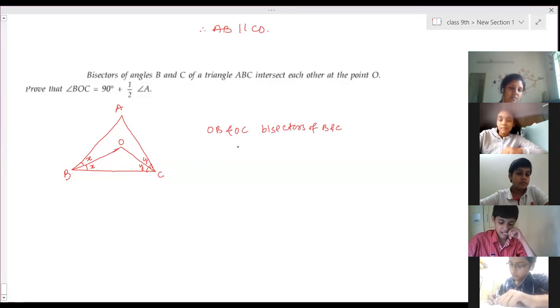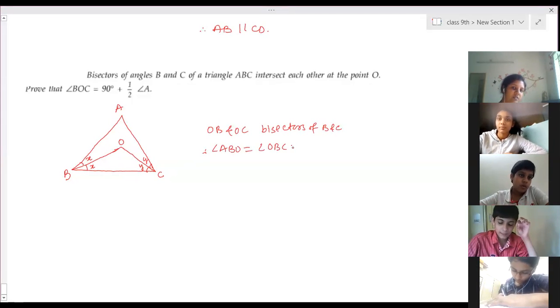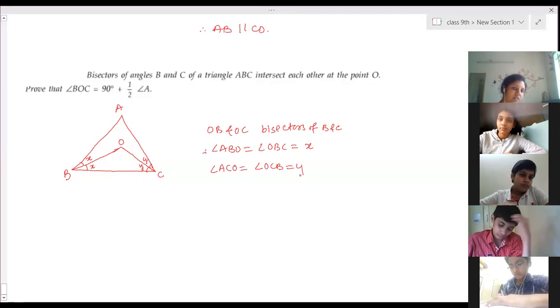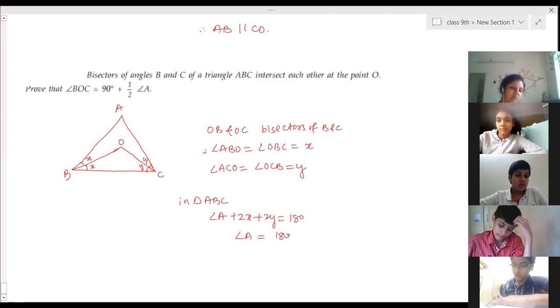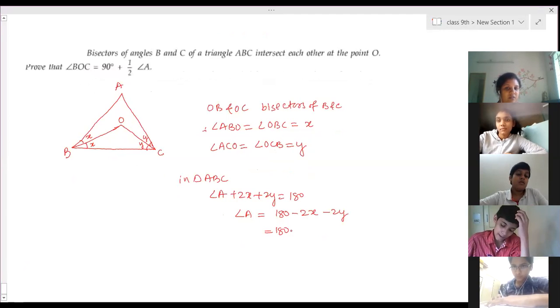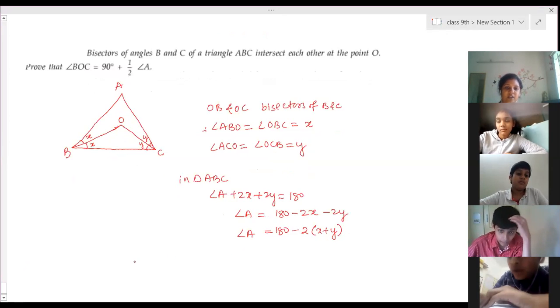Of B and C. Therefore, angle ABO is equal to angle OBC, let it be x. Angle ACO is equal to angle OCB, let it be y. In triangle ABC, you are using the angle sum property only here. Angle A plus 2x plus 2y is equal to 180. Angle A is equal to 180 minus 2x minus 2y, or you can take 180 minus 2 into bracket x plus y. This is equal to angle A.